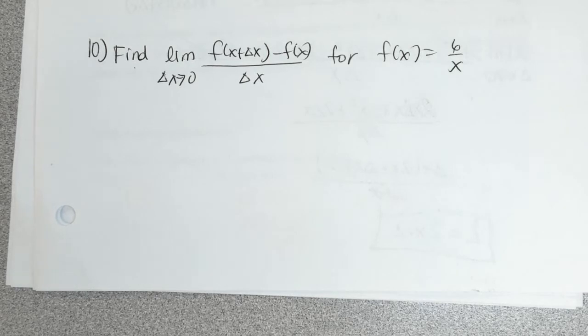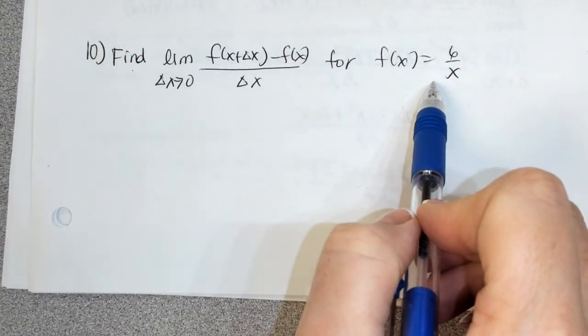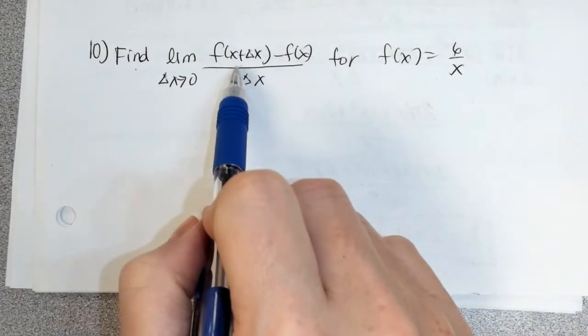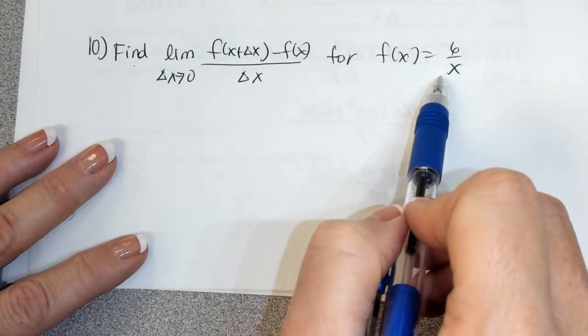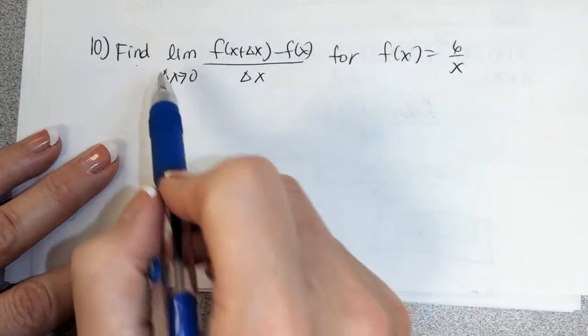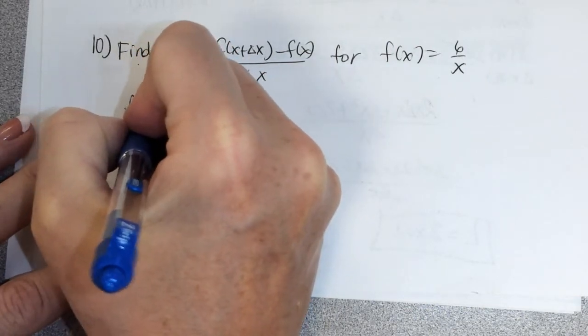Now, pay close attention on this one. This is a difficult type of problem. You've got to go back and forth between what they're asking you to do and what the function is. So I'm trying to do this problem based on this f of x. So I'm going to write the limit as delta x approaches 0.